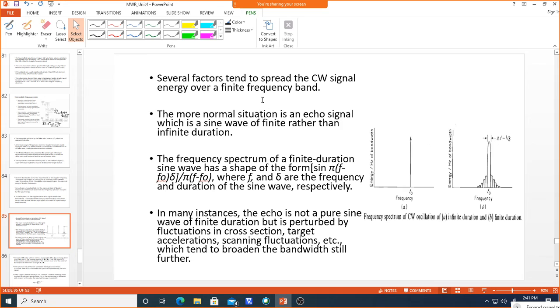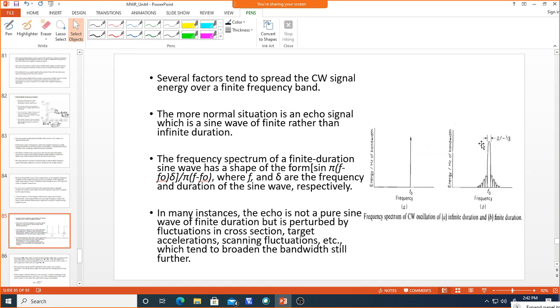Now, several factors tend to spread the continuous wave signal energy over a frequency band. If an infinite sine wave is transmitted, you get an impulse in the frequency spectrum, and if you have a finite duration you get the spectrum of a finite duration sine wave. In the frequency spectrum you can see here, this is finite duration and this is infinite duration. The more nominal situation of an echo signal is a sine wave of finite duration rather than infinite duration.